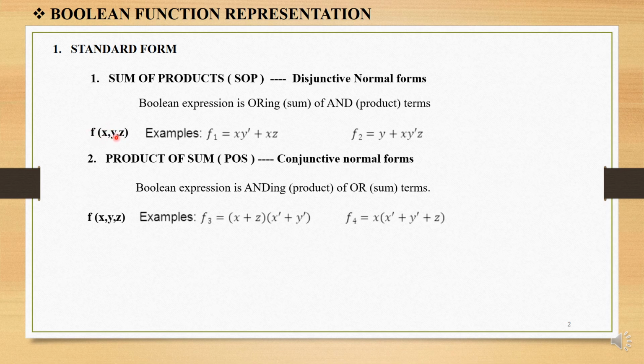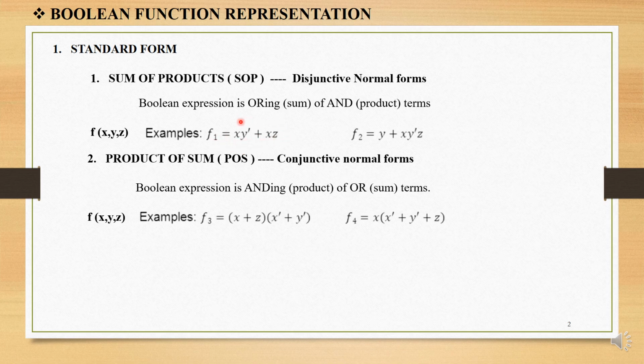Now, if you are going to represent or define any Boolean function under sum of product terms, these types of expressions consist of product terms which are ORed together. So these Boolean expressions are ORing of AND terms, that is sum of product terms. We'll consider an example of a function with three input variables. The first example shown here is f1 equal to xy bar plus xz.